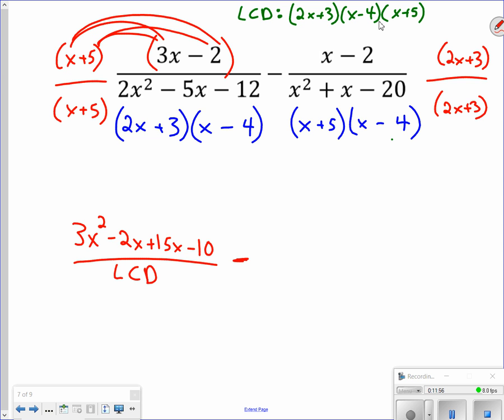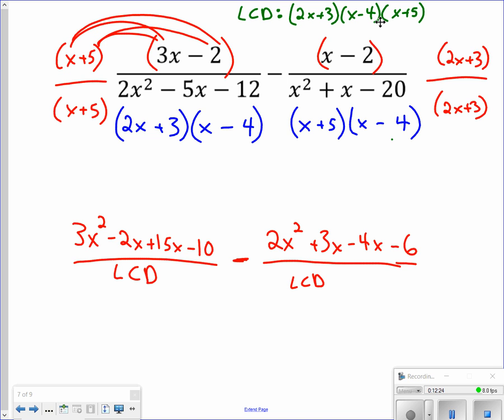I'm going to leave it as LCD just because I don't feel like writing all that out a million times. And again, we've got two binomials multiplied together, so I do FOIL. First is 2x squared plus 3x minus 4x and minus 6. All right. Checking. Looks good to me. Okay, now it gets a little tricky because I got to remember, again, I'm subtracting all this stuff.